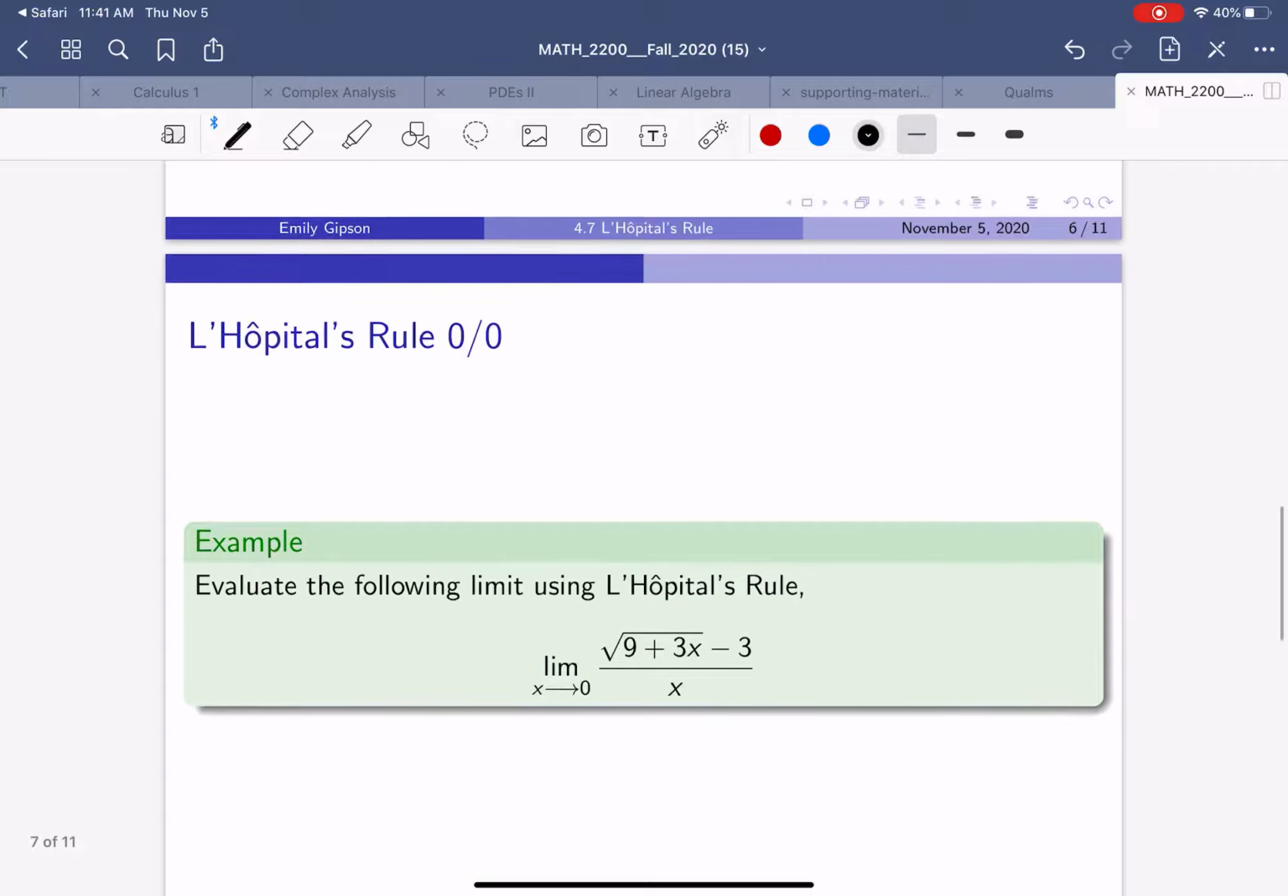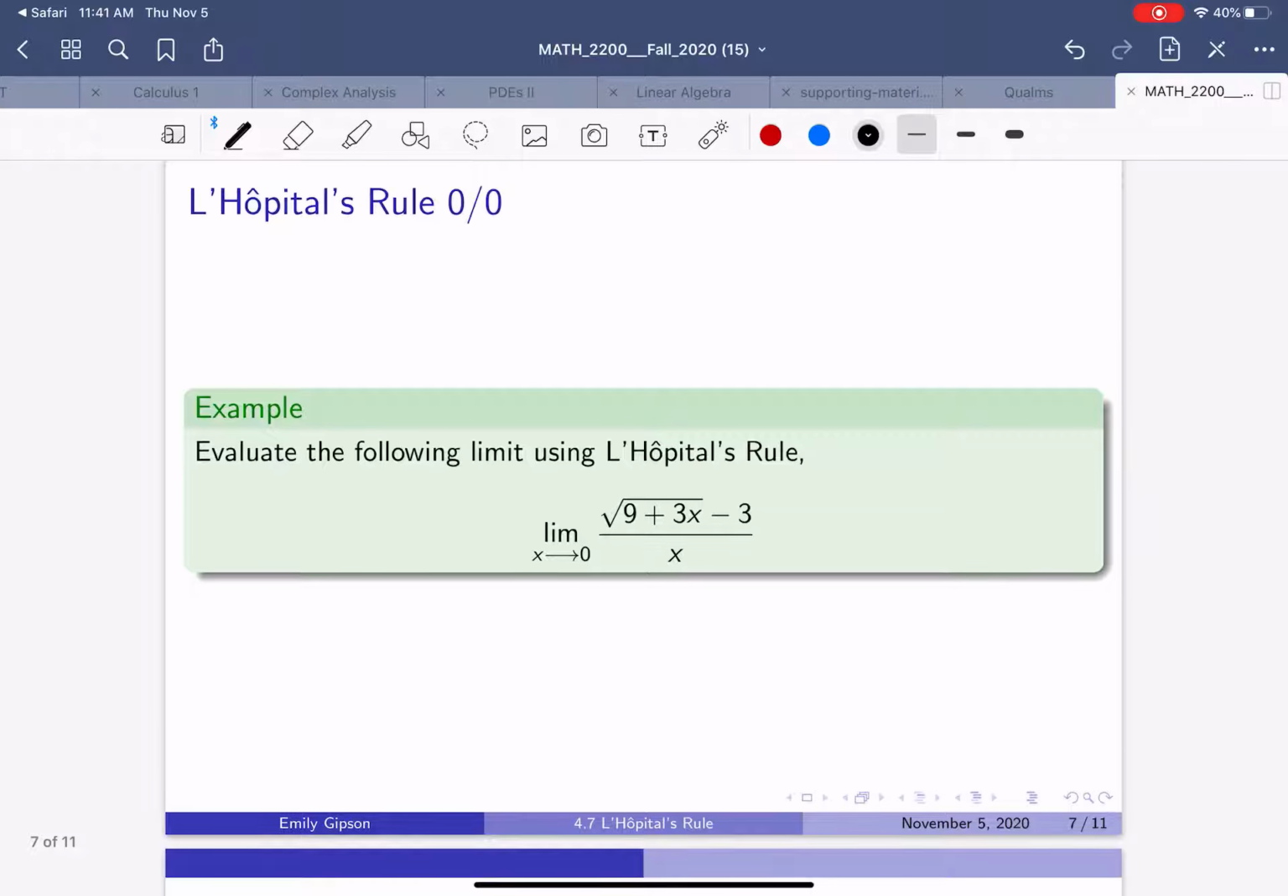So let's check another example. Now we've got something where we need to evaluate this limit using L'Hopital's rule. So that's a big hint that I'm going to get 0 over 0.